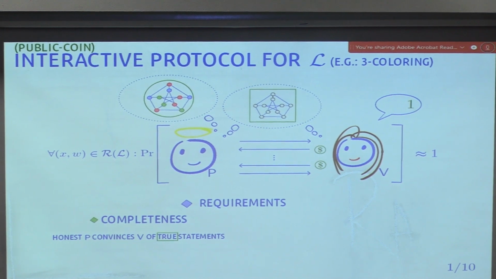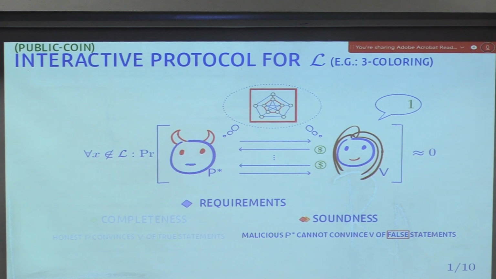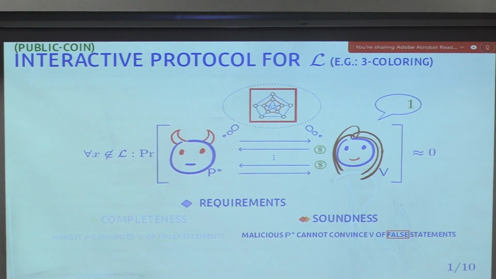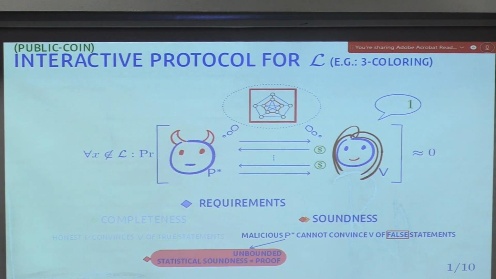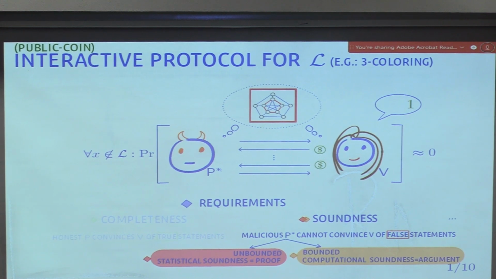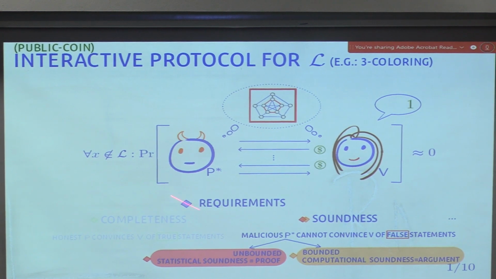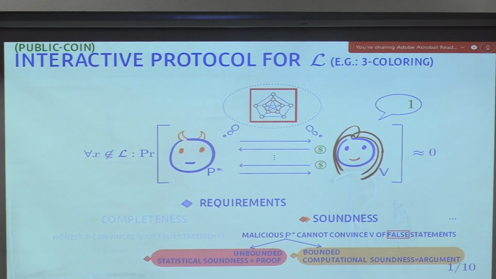So what are the requirements? Completeness says that if the statement is in the language, then the verifier should accept with high probability. This is all basic interactive proofs. For soundness, when interacting with a malicious prover, it should not be able to convince the verifier of a false statement. We distinguish between proofs and arguments. In proofs, the malicious prover is all powerful, and in the argument setting, the malicious prover is computationally bounded. So this is again interactive proofs 101.